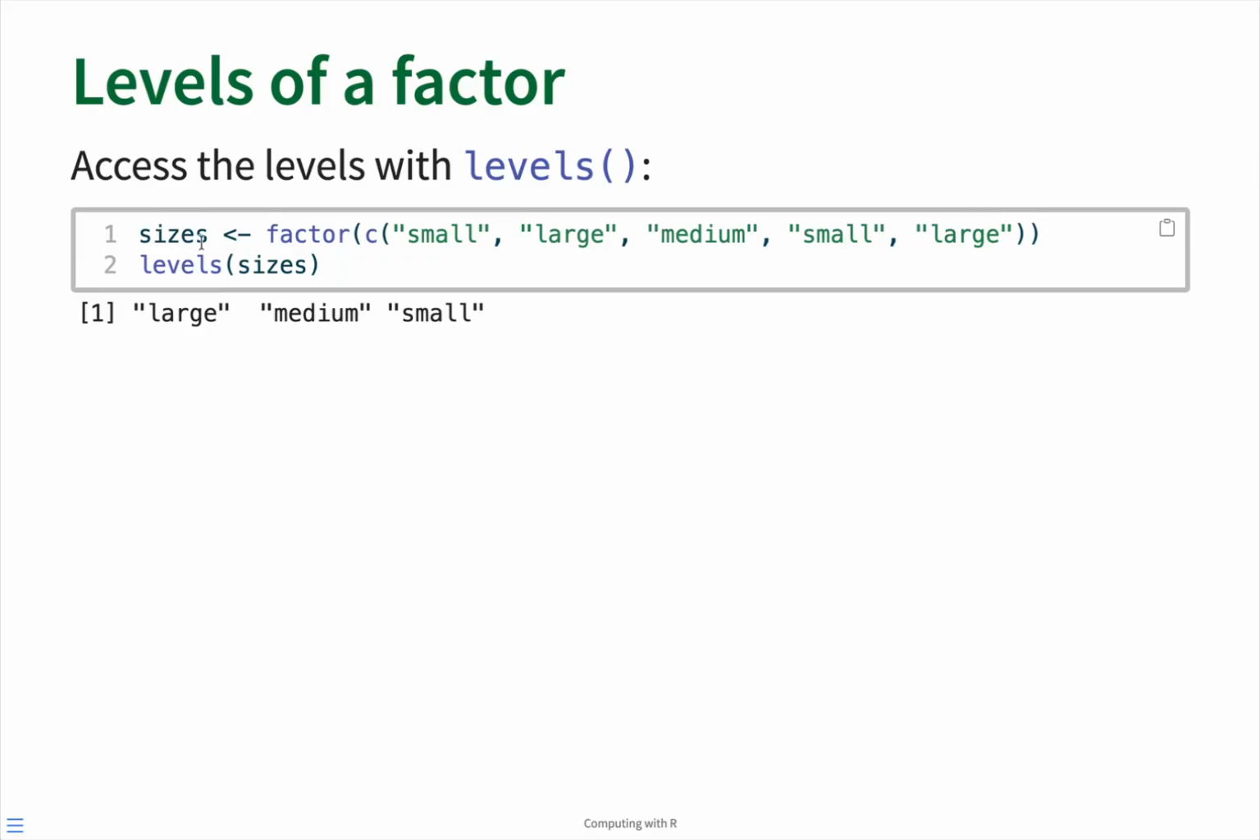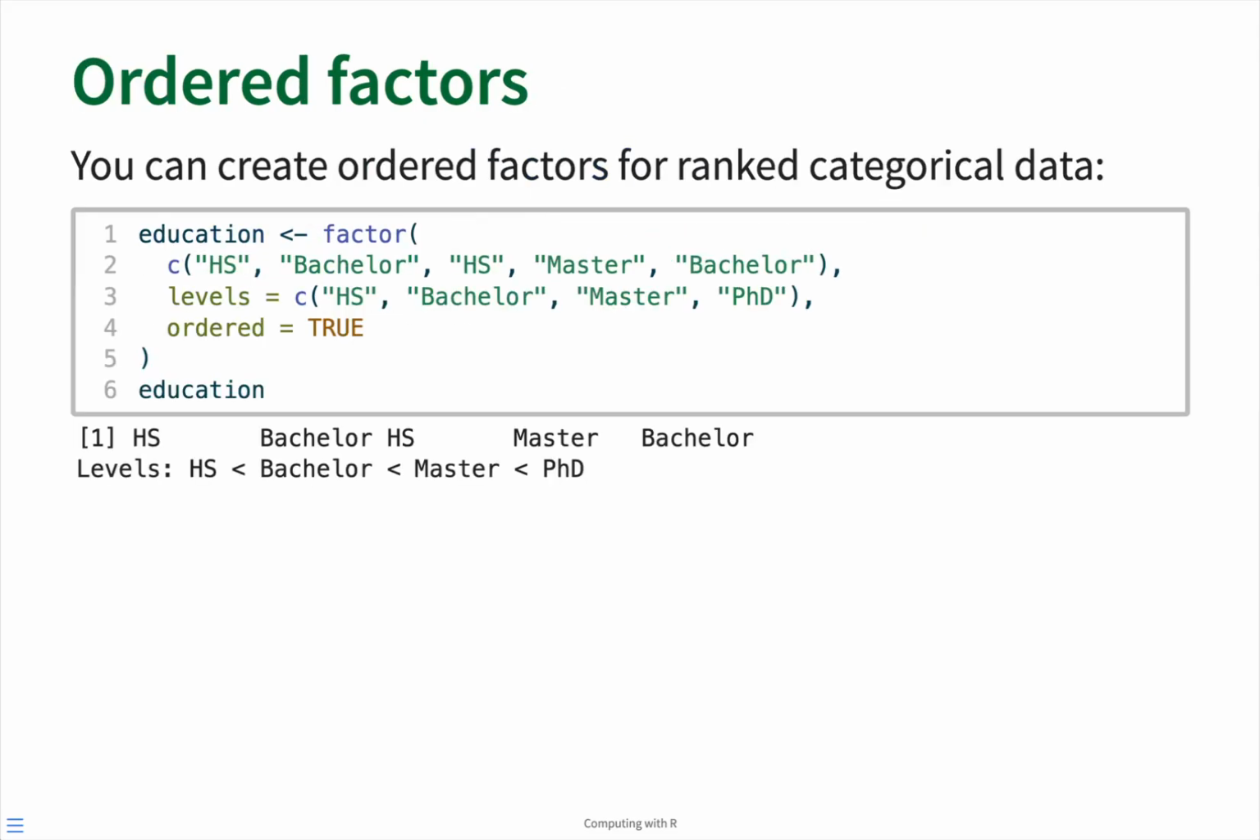The default in R is to have an unordered factor. To make it ordered, we use the ordered argument, like you see here. We've set that to be equal to true. And then R assumes that the order of the factors listed in the vector passed to the levels argument is the ordering that you then want for the values of the factor, the levels.